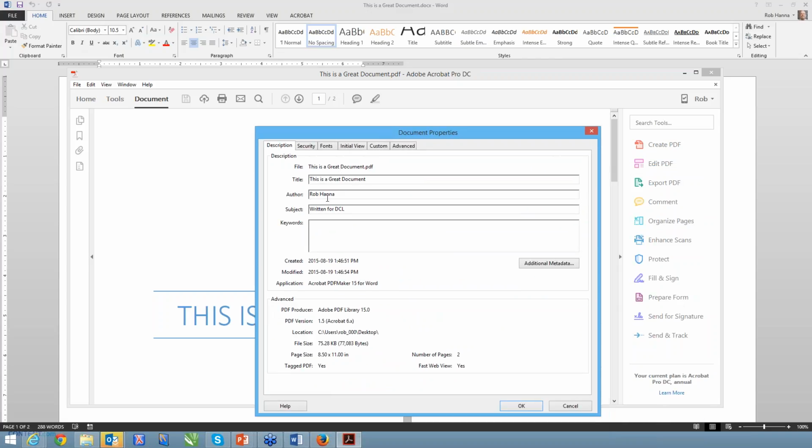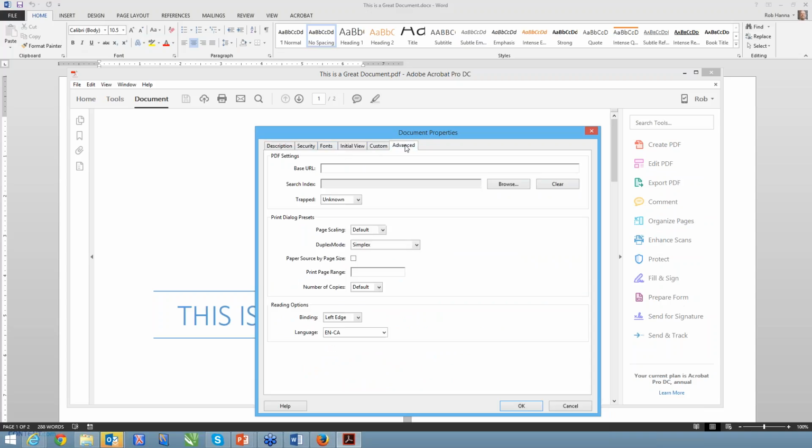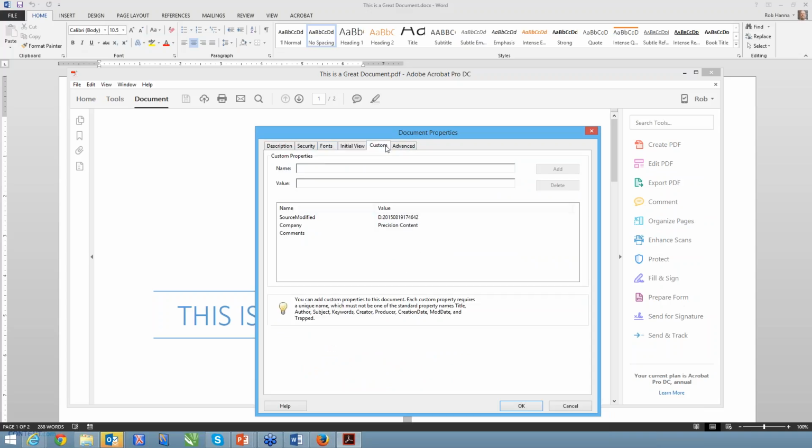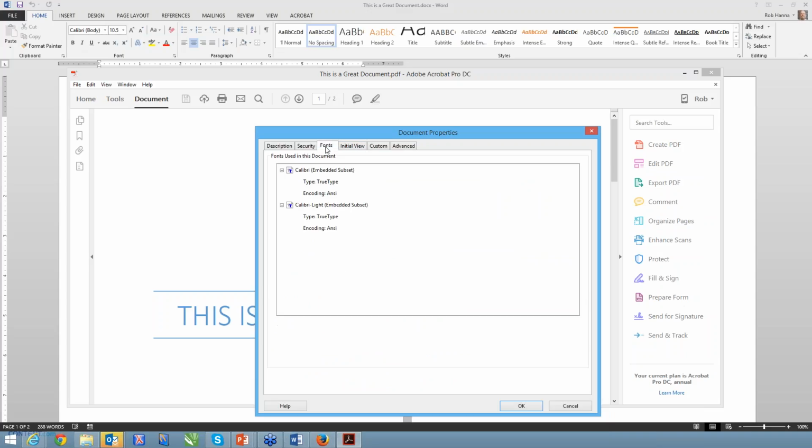So we see it brought over the title, it brought over the author, it brought over the subject, which was the subheading in the previous document. So it doesn't look like it quite brought everything over, although it did bring over the company name, Precision Content, and the date that it was modified, which is very good.